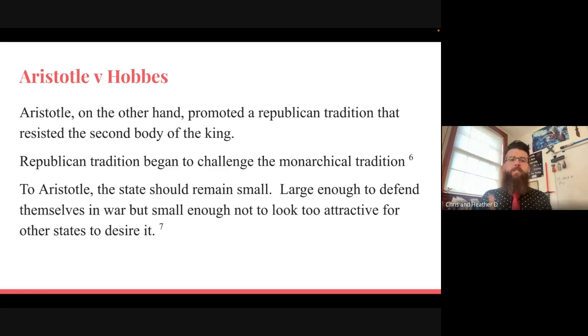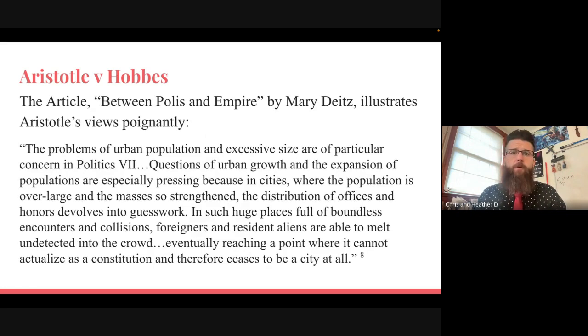To Aristotle, the state should remain small, large enough to defend themselves in war, mind you, but not too large, to where all their neighbors get jealous and they actually want to try to take it over themselves because they want to obtain that land. I mean, Aristotle did really mention that he wanted these republics to stay small for those reasons, among others.